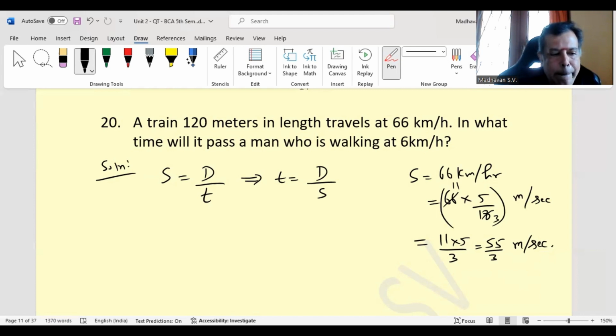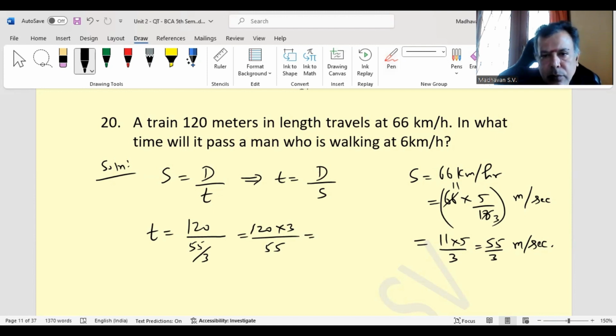Now, we have t is equal to distance. Distance is nothing but our train length, which is 120 meters, divided by speed, which is 55 by 3. So we get 120 into 3 divided by 55. Oh, sorry, I should have taken the relative speed.